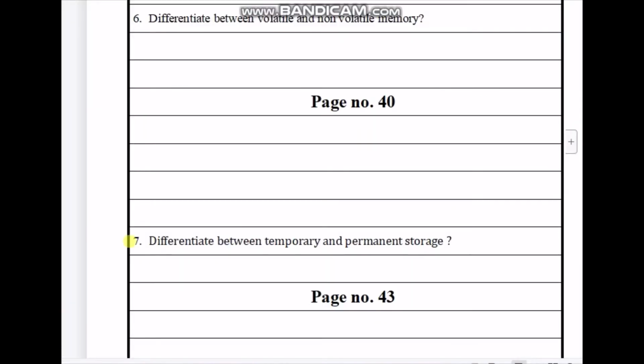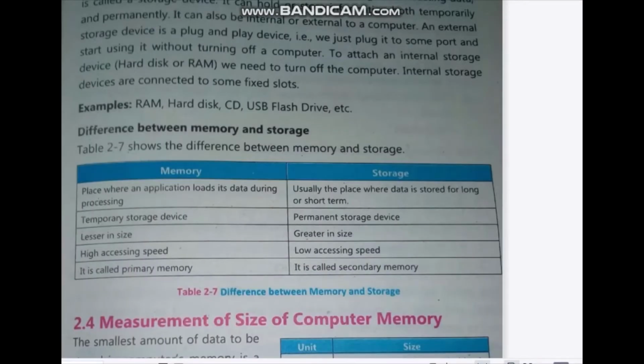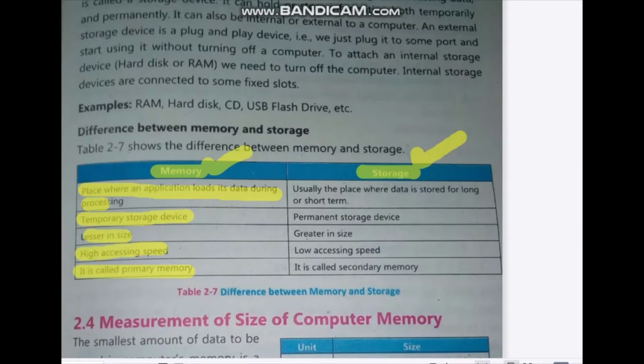Now moving towards question number 7, differentiate between temporary and permanent storage. The answer is on page number 43. So open page number 43 of your textbook. At page number 43, here is memory and storage. Memory is called temporary and storage is permanent. Memory is the place where an application loads its data during processing. Temporary storage device, lesser in size, high accessing speed. It is also called primary memory.